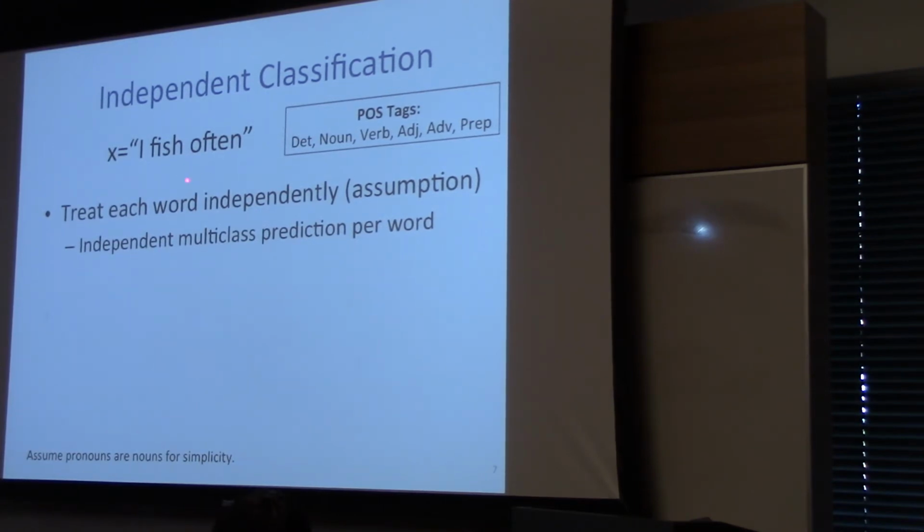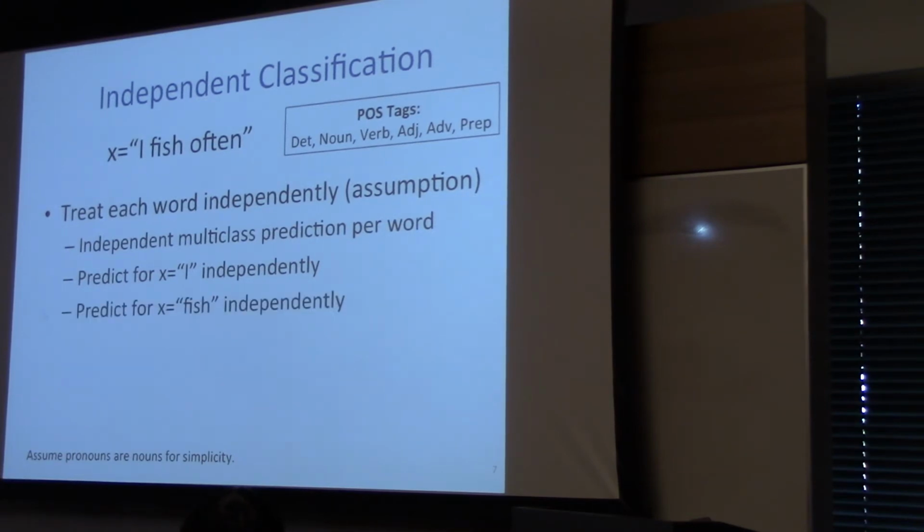That means we take a sequence of words, X, and we simply look at one word in that sequence independently at a time, and then predict a label Y, a part of speech tag for each word independently. Right, so we predict for I independently, for fish independently, for often independently. And then we concatenate the predictions to form our sequence of predictions. So this is the other extreme.